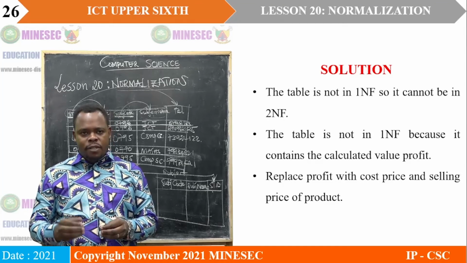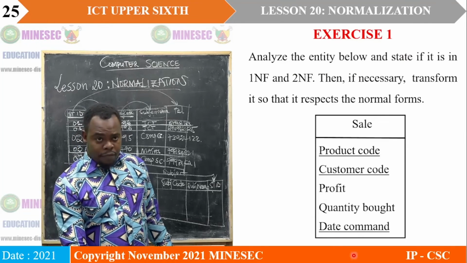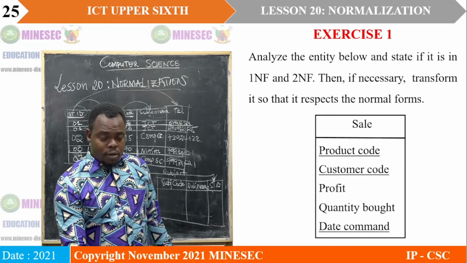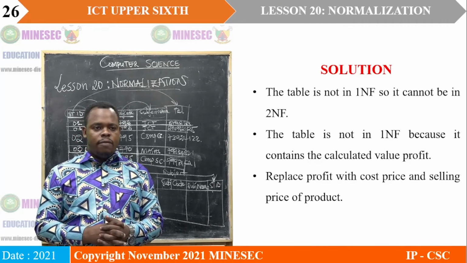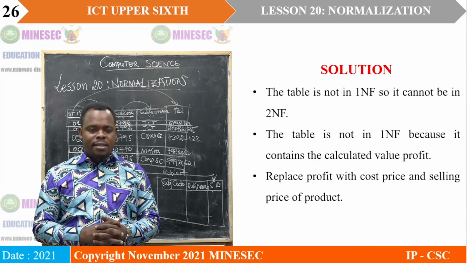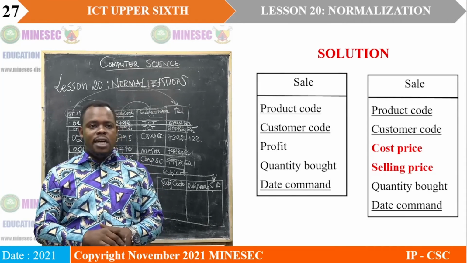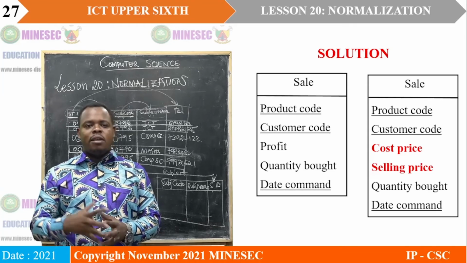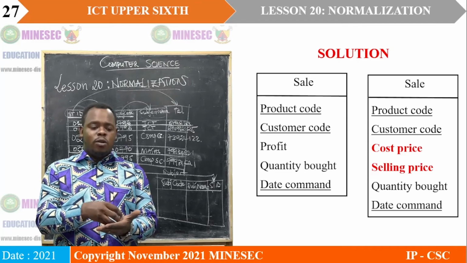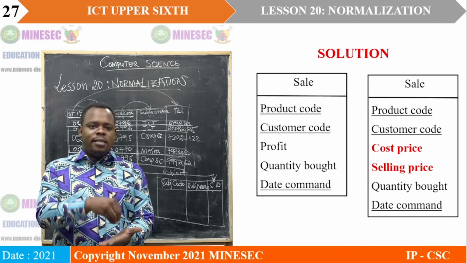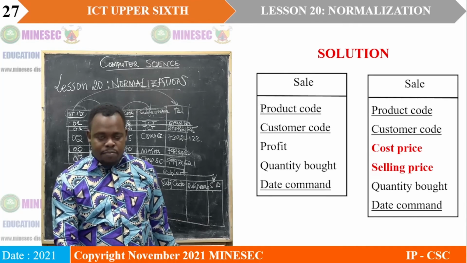The table is not in first normal form because it contains the calculated value profit. So you see here, profit is a calculated value. And when your table contains a calculated value, it is not in first normal form. So they say replace profit with cost price and selling price of the product. So you will see that instead of profit, we can have the cost price and the selling price. Because for you to calculate profit, you must have the cost price and the selling price, it is easier to break down the profit as cost price and selling price.